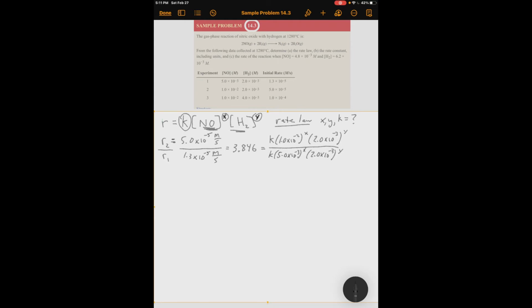Now what I'm going to do is cancel everything that's the same. K and K is the same. This number is the same as that number. Y is the same as Y. So that ratio is 1. So that means that 3.846 is equal to this divided by this, right?